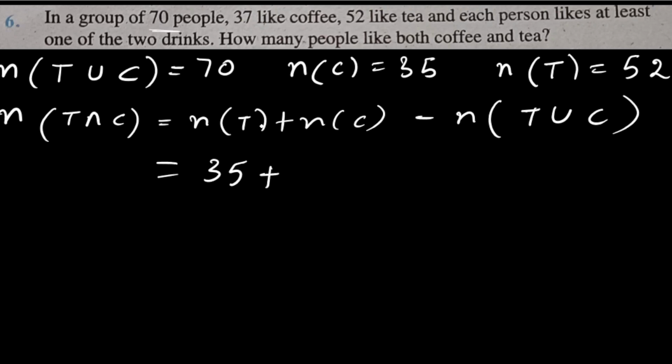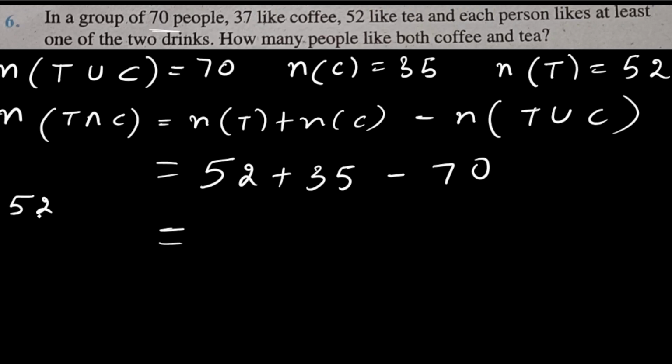35 plus, so the N of T is 52. So I'll write like this, 52 plus 35 minus 70. 52 plus 35, so 87. 87 minus 70 is equal to 17. So yes, correct. So 17.